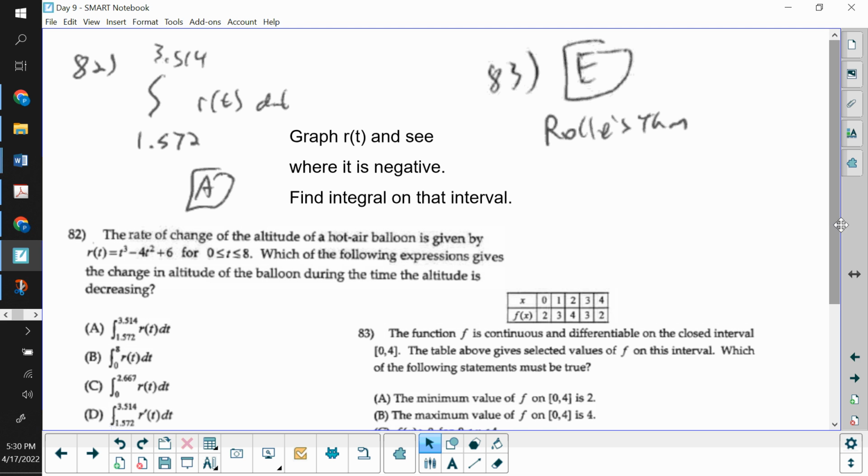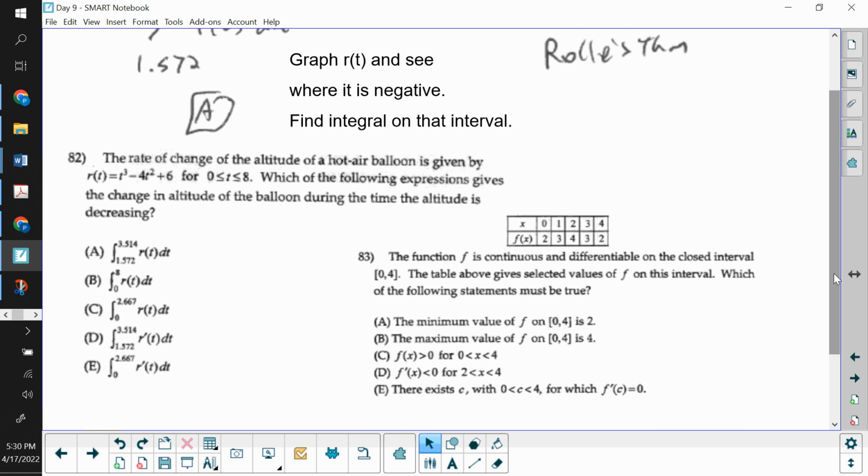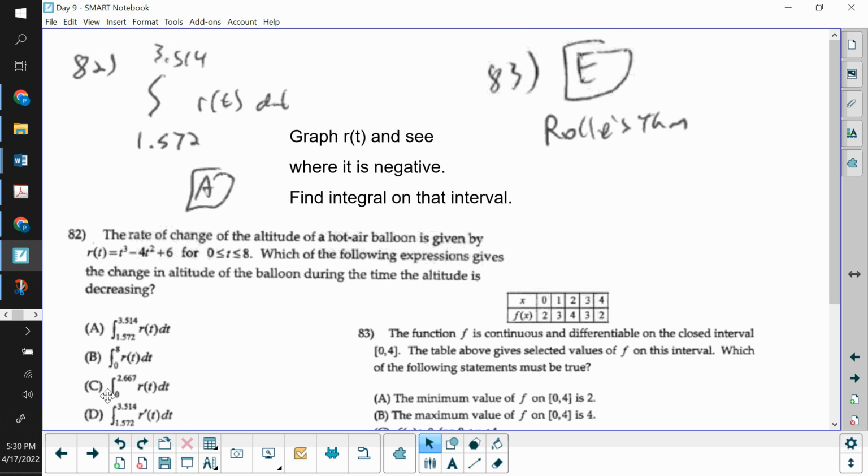83, we're working with Rolle's theorem because at 0 and 4, they have the same y value. We're continuous and differentiable. So that means we're guaranteed the derivative equals 0 at some point. So choice E for that one.